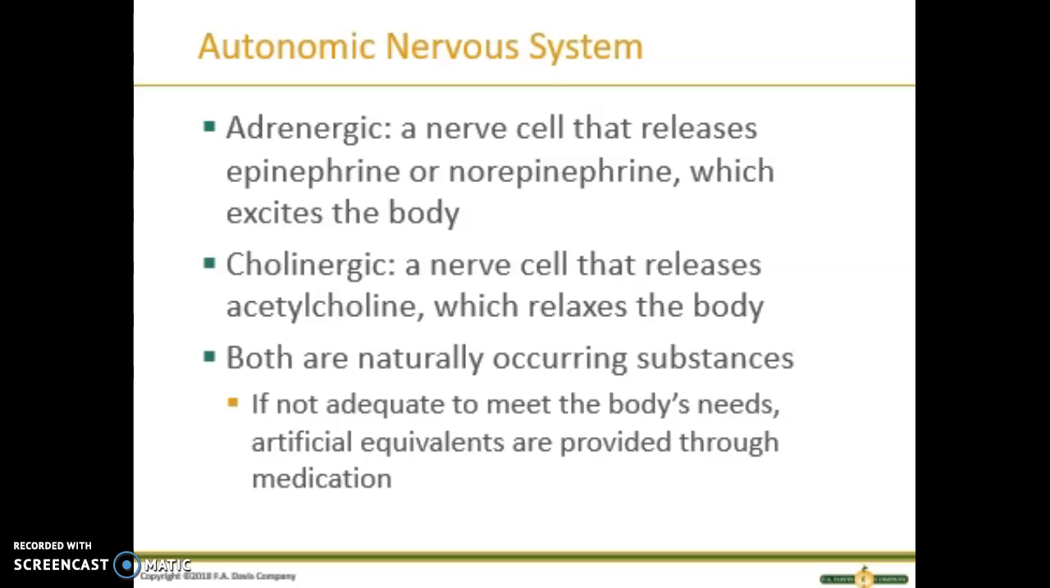Acetylcholine and norepinephrine are 2 neurotransmitters that affect the autonomic nervous system. A nerve cell that releases acetylcholine is called cholinergic, and cells that release epinephrine or norepinephrine are considered adrenergic. These substances occur naturally, but we administer artificial forms when the body's responses are not appropriate to counteract disease.